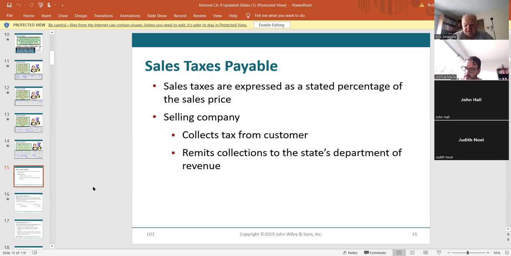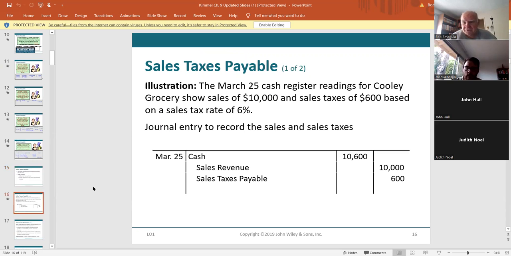What's interesting about sales tax, I'm thinking of a credit card expense. Forget that. There's nothing interesting about sales tax other than what you're going to see here. Sales tax payable: the cash register readings for Cooley Grocery, sales of 10,000, sales tax of 6%, that was $600. Simple journal entry, huh? Debit cash, credit your revenue for 10,000, credit sales tax payable. And this is your entry to record a sale, including a cash sale, including sales taxes.